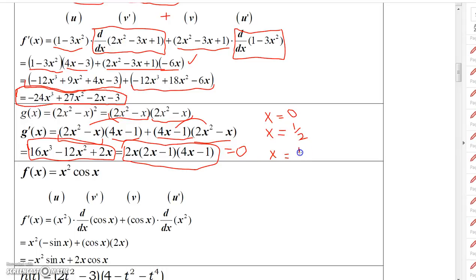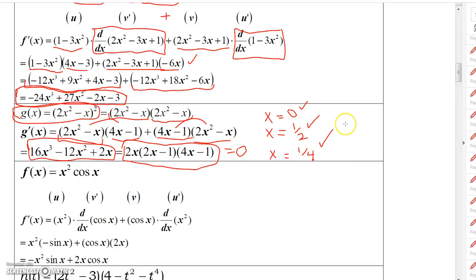Now what I want you to do in your spare time, if you want to, you can freeze the video and do this. Freeze the video, go to a graphing utility, and graph the original function, not the derivative, but the original function. And then I want you to look at the graph where x is 0, where x is 1/2, and where x is 1/4. And what you're going to find is that the graph has a horizontal tangent line at those values.